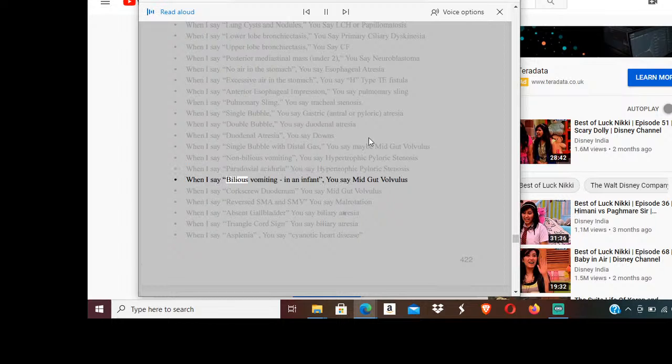When I say bilious vomiting in an infant, you say midgut volvulus. When I say corkscrew duodenum, you say midgut volvulus. When I say reversed SMA and SMV, you say malrotation. When I say absent gallbladder, you say biliary atresia. When I say triangular cord sign, you say biliary atresia. When I say asplenia, you say cyanotic heart disease.